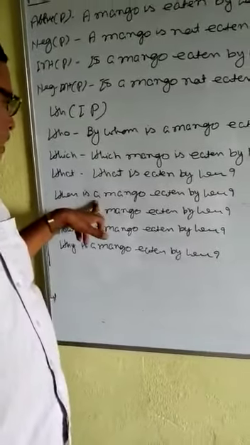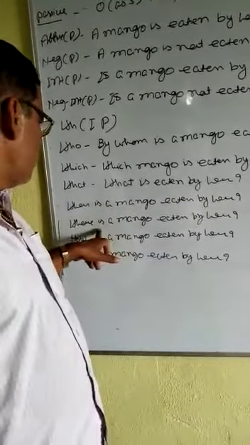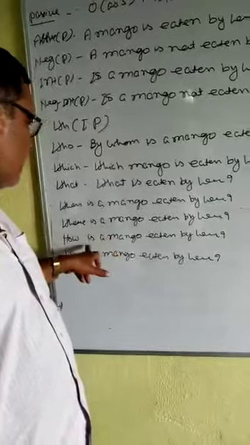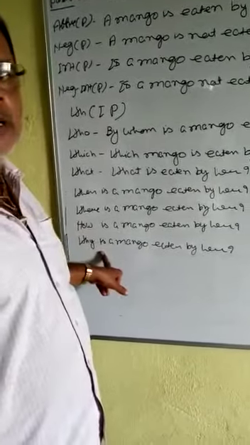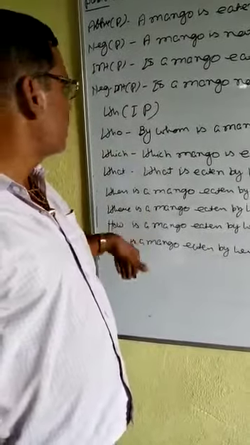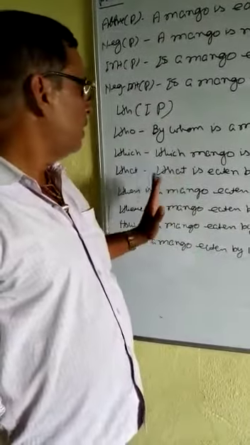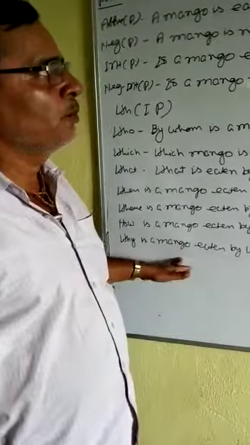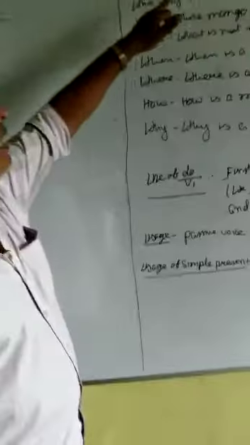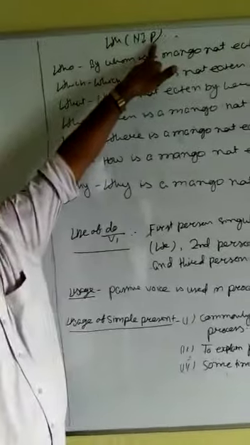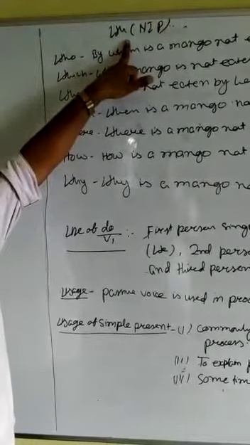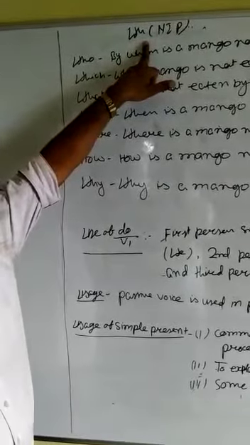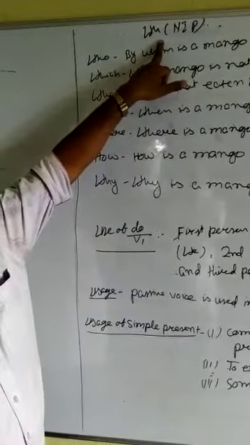Then when is a mango eaten by her. Then where is a mango eaten by her. Then how is a mango eaten by her. Then why is a mango eaten by her. So all these sentences are here changed into passive voice. So here is WH negative interrogative passive. When a WH negative interrogative sentence is changed into passive voice, all these formats will be followed.